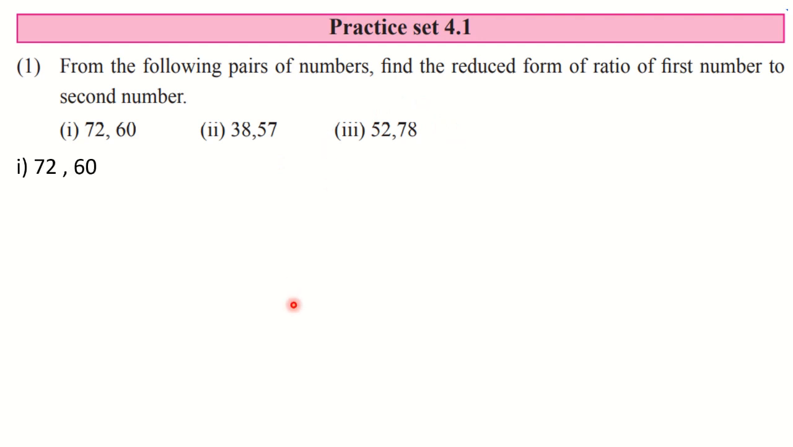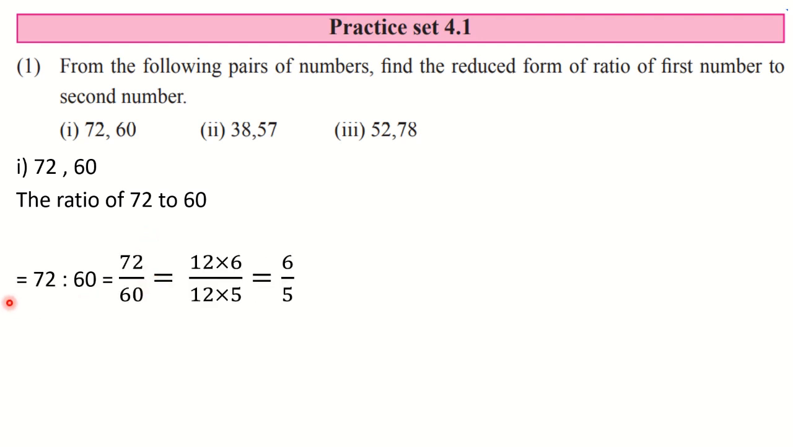So for the first one, the two numbers are 72 and 60. Let us write it down in words. The ratio of 72 to 60 is always written as 72 is to 60. This symbol stands for "is to".